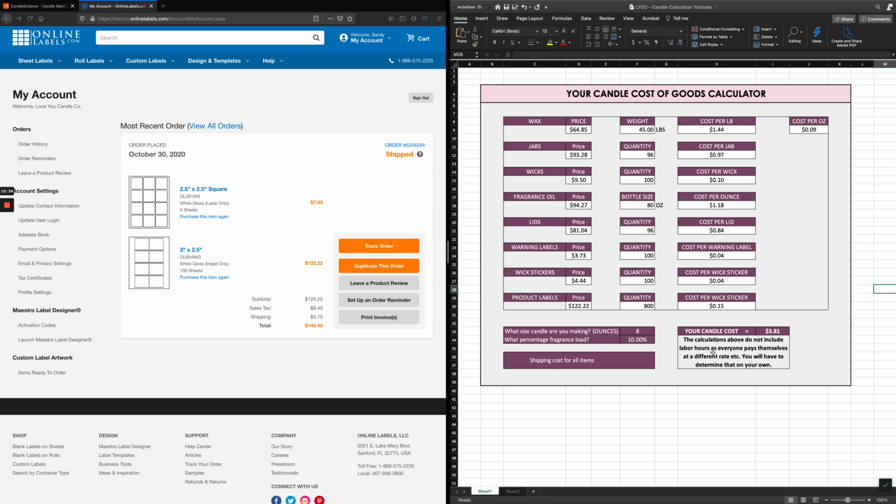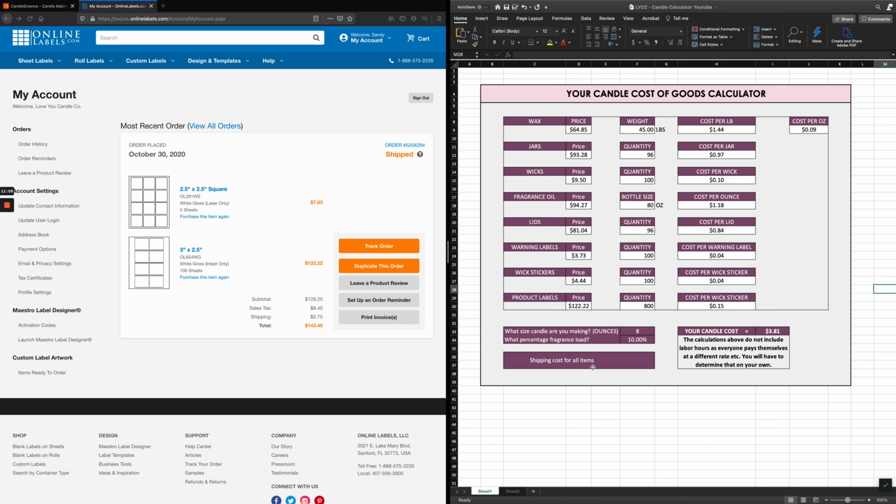Please note here that it says the calculations above do not include labor hours, as everyone pays themselves at a different rate. You will have to determine that on your own. Reason being is that everybody has a different pace of productivity. You may be able to make 20 candles in an hour. Another person may be able to make 50 candles in an hour. Somebody else may only be able to make 5 candles in an hour. It all depends. So this calculation does not include labor hours. That's something you're going to have to determine on your own.